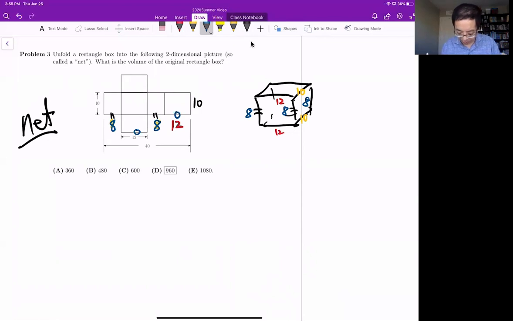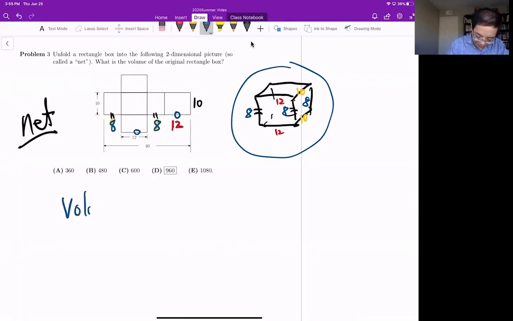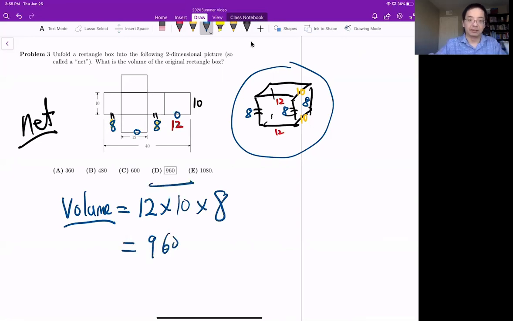Now you see, okay, so we have completely recovered this rectangular box and the way to calculate the volume. So now we say, all right, the calculation of volume is straightforward. It's 12 multiplied by 10 and then multiplied by the height. So that's 960.